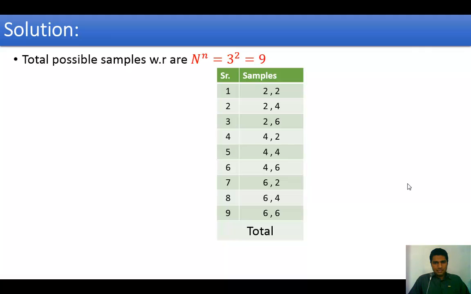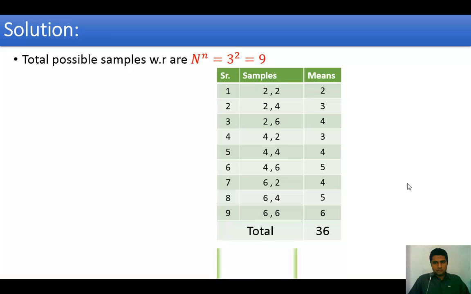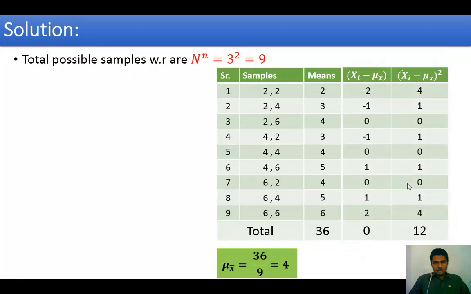The next step is to take the arithmetic mean of all these samples. These are the means of all samples, and now your task is to take the mean of these means, which is 36 divided by 9, because the sum of the means here is 36, and there are a total of 9 samples, so we divide 36 by 9 and we get 4. This we will call mu of x bar. Similarly, we will take the variance of all these sample means, and that variance will be known as variance of x bar.